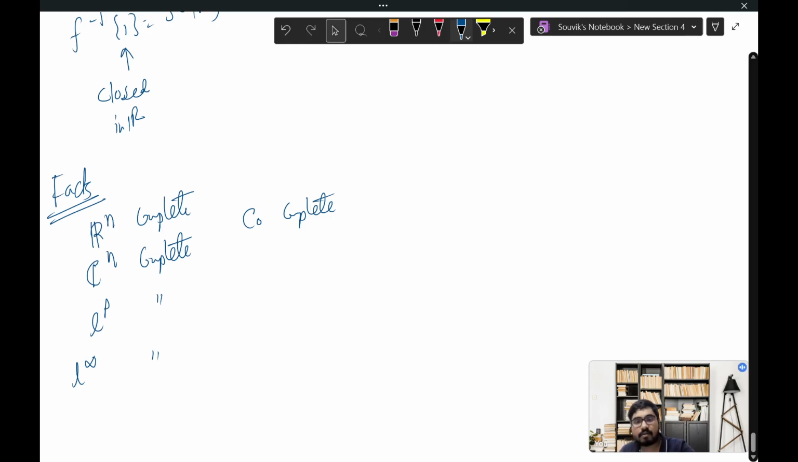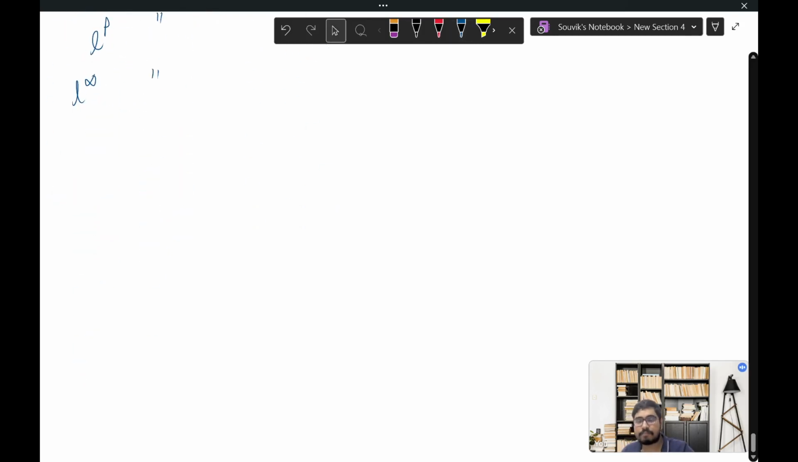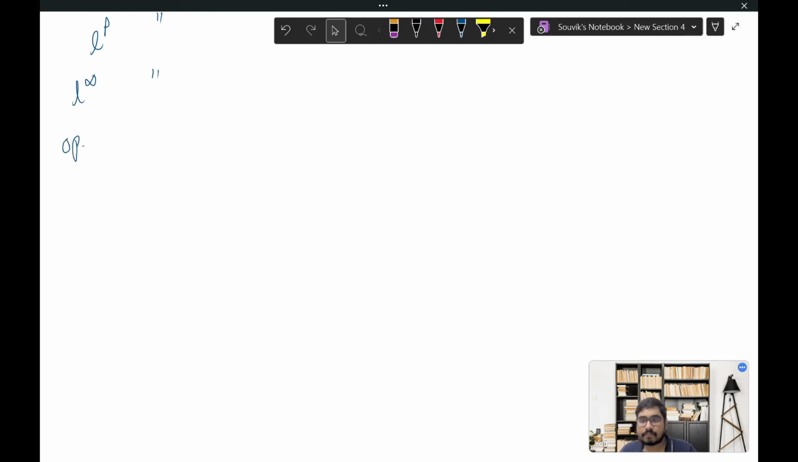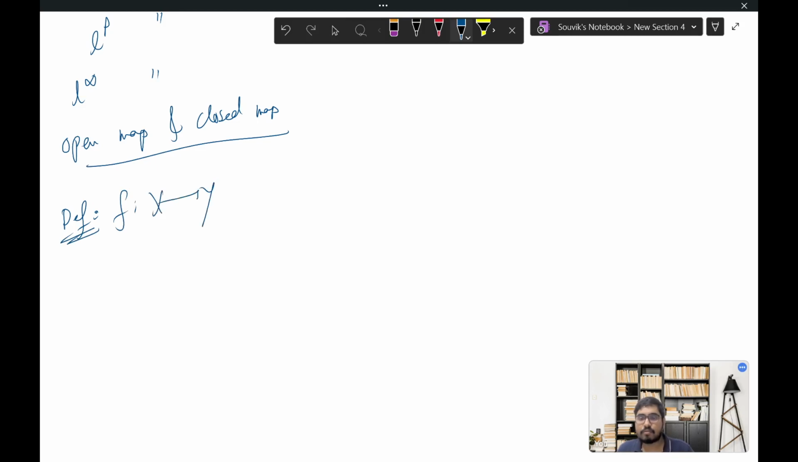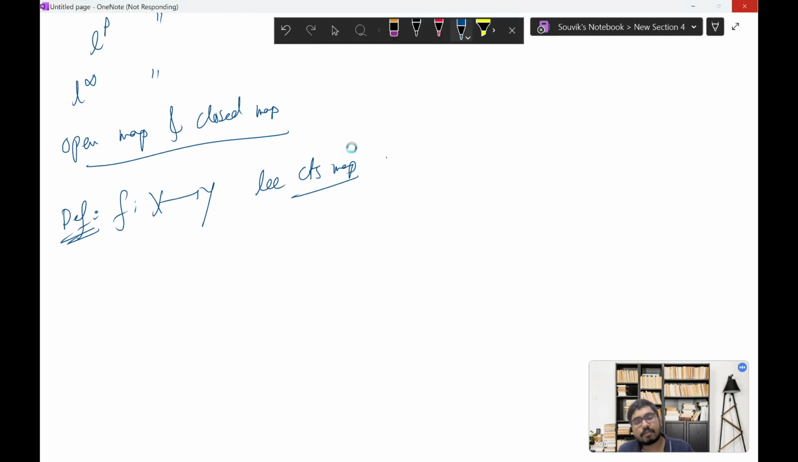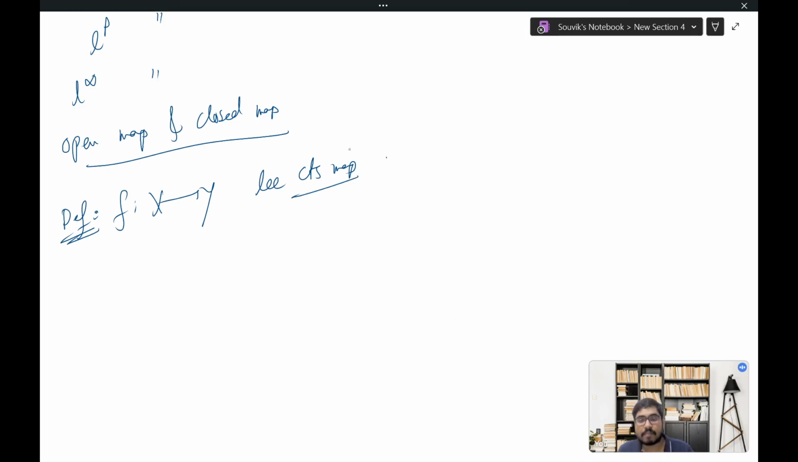Okay, so there is one concept of open map and closed map. It's a very important, practically useful concept. Let f from X to Y be continuous. I mean, though the definition actually doesn't need continuity, it's better to keep continuity in mind.